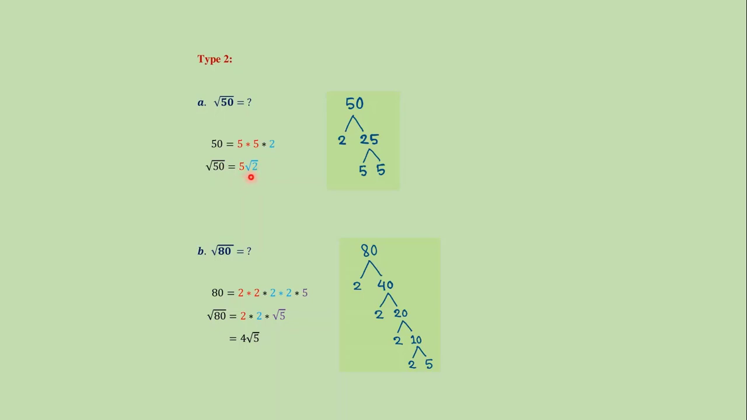Let's discuss one more example. Suppose we want to find the square root of 80. If we break it down, we can write 80 as 2 times 2 times 2 times 2 times 5. So the square root of 80 will be, for this pair we pick one of them, for that pair we pick one of them, but this one doesn't have a pair. So we write square root of 5. So the final answer is 4 square root of 5.